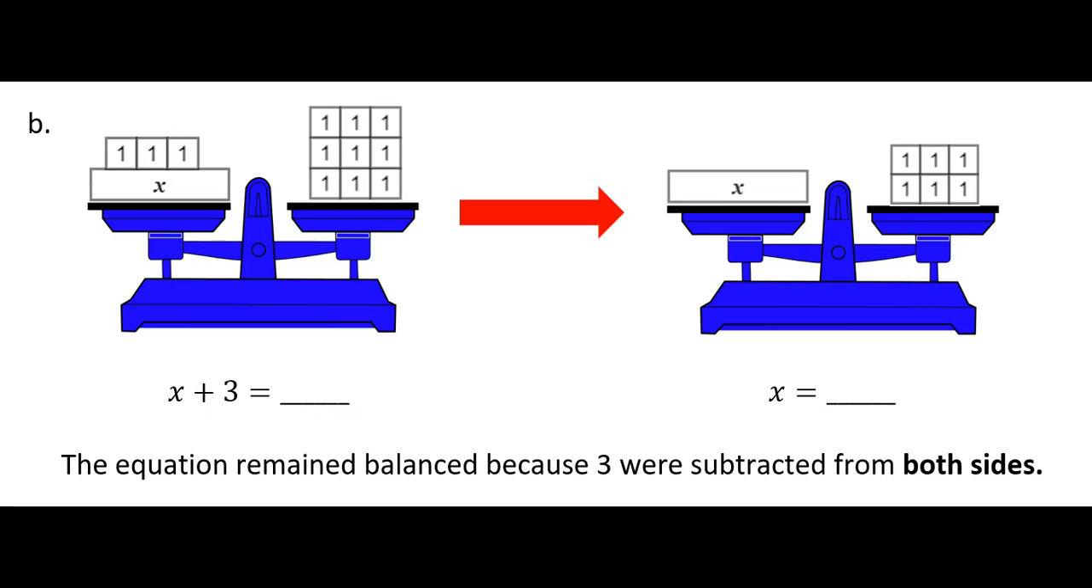This time I'm starting with x plus 3 on one side and 9 on the other side. That tells me that x plus 3 balances with 9. If I go across, this time I've removed some numbers from each side. On the first side, I took away the 3 ones. To keep it balanced, I took away the 3 ones on the other side as well. That left me with 6 ones. So that means that x balances with 6, or x equals 6.